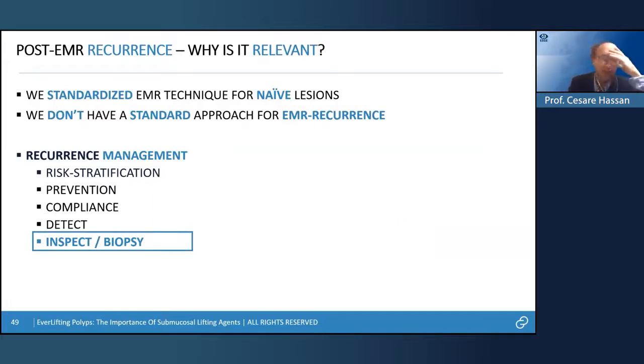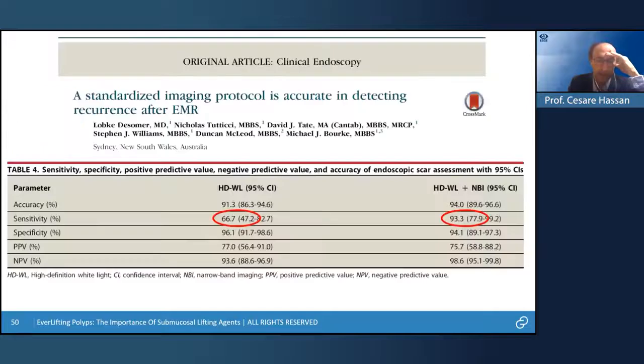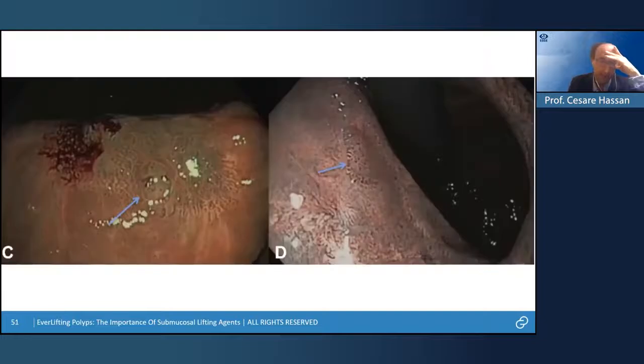But what is probably new is the fact that we can use advanced imaging, as Evelyn clearly showed to us, to inspect the possible recurrence. This is a very nice paper showing that when we pass from white light in high definition to a blue light, in this case NBI, the sensitivity increases from an unsatisfactory 67% to an outstanding 93%.